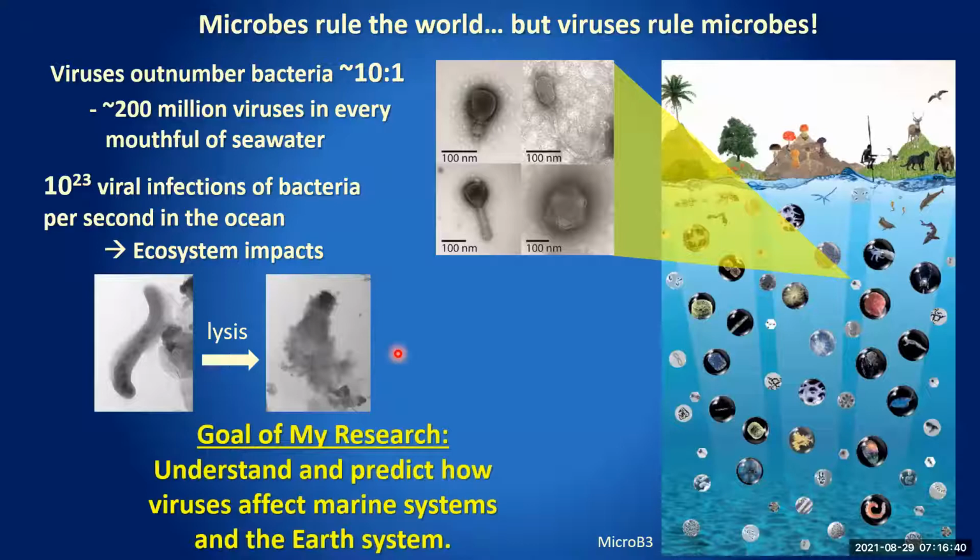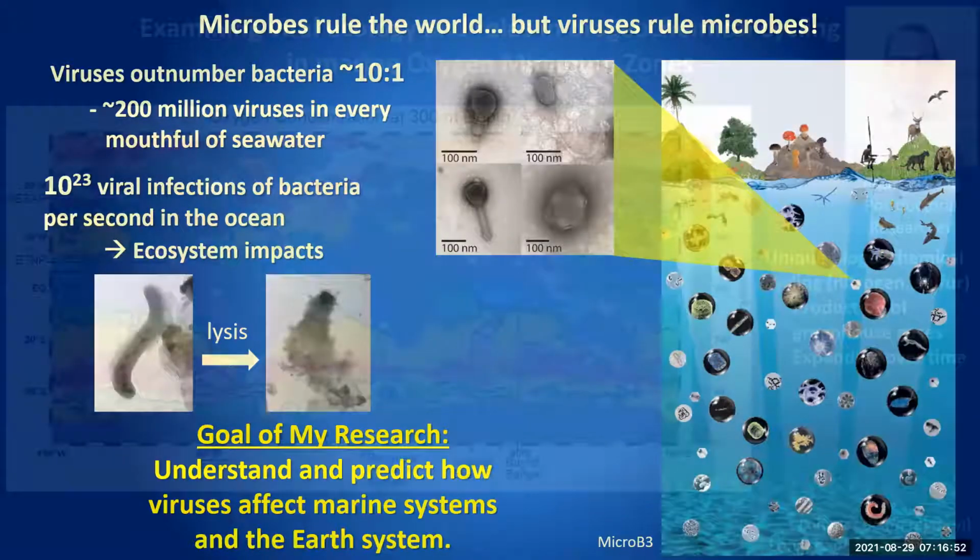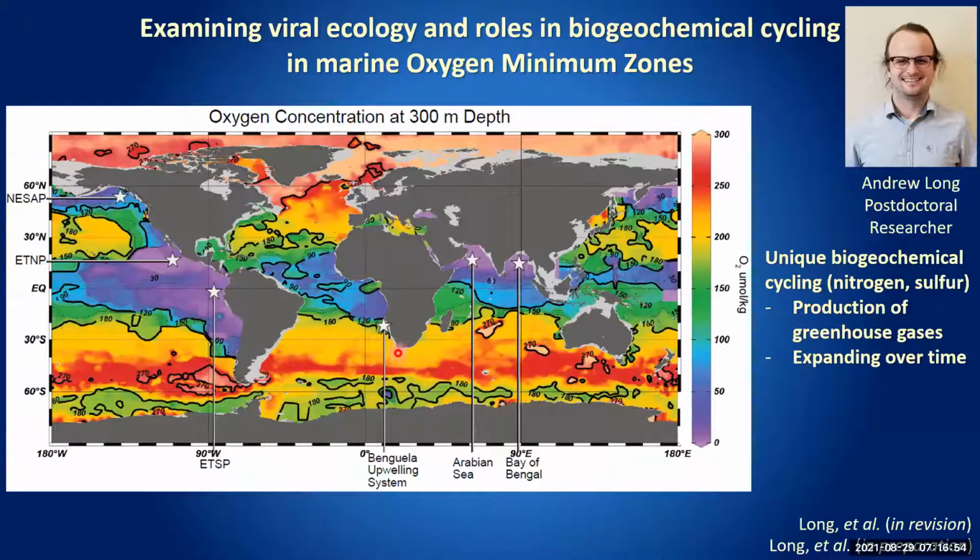So the goal of my research is to understand and eventually predict how viruses affect marine systems and the Earth system in general. Now, for today, I'm going to be talking about some of the work that we've done to examine viral ecology and their roles in biogeochemical cycling in marine oxygen minimum zones.